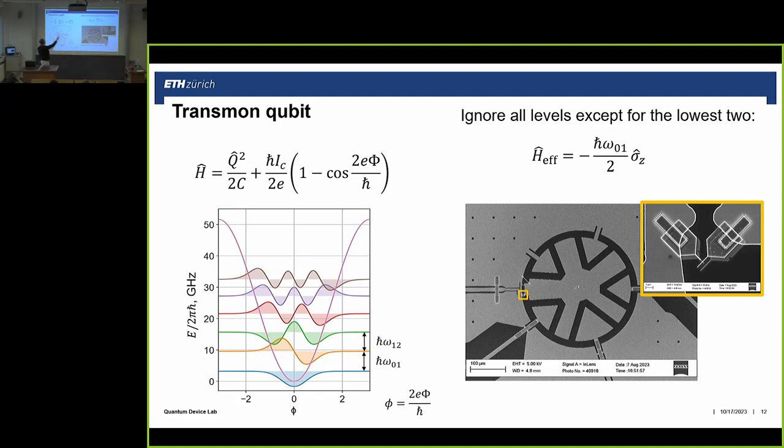Now, instead of this linear inductance, you have a nonlinear inductance and you have energy levels. You see that instead of a harmonic oscillator, where the energy levels are equidistant, here the spacings are different, and you can address just one transition. This is the transition we will be working at, between the ground state and the first excited state.